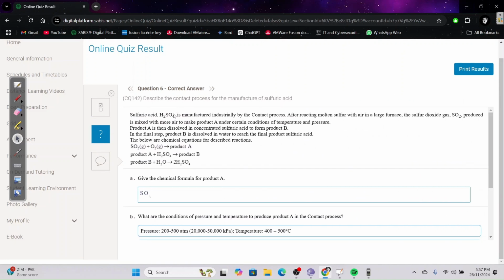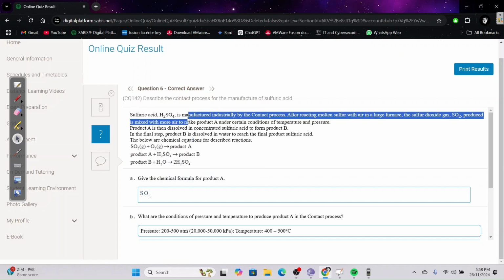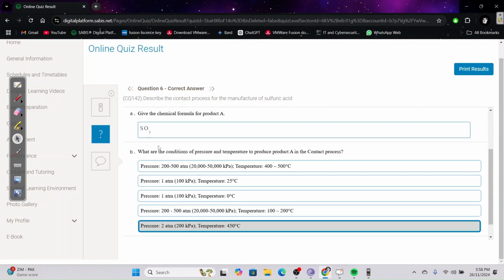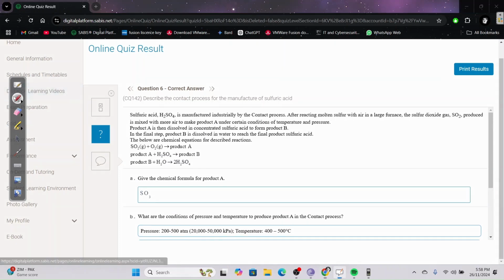Sulfuric acid, H2SO4, is manufactured industrially by the contact process. After reacting molten sulfur with air in a large furnace, the SO2 gas produced is mixed with more air to make product A under certain conditions of temperature and pressure. Give the chemical formula for product A. We don't really need all of this given, honestly. We only need the first part. So SO2 plus O2 gives product A. You memorize that it gives you SO3.